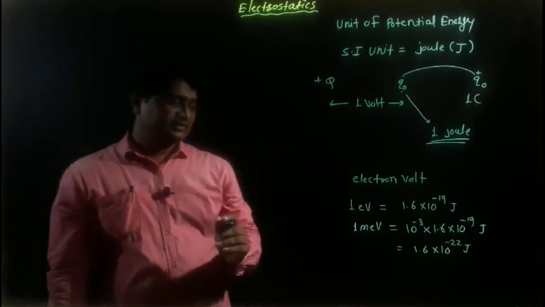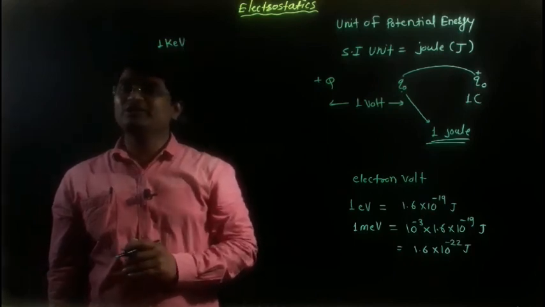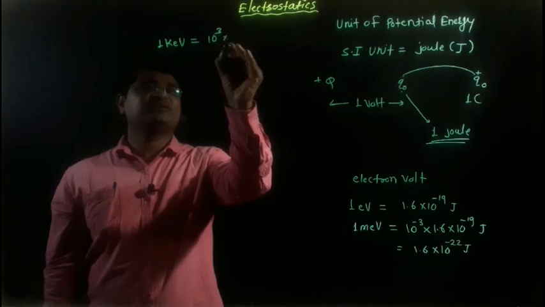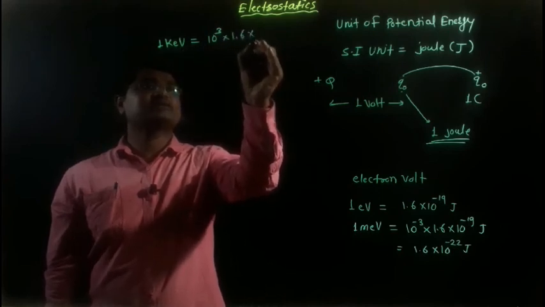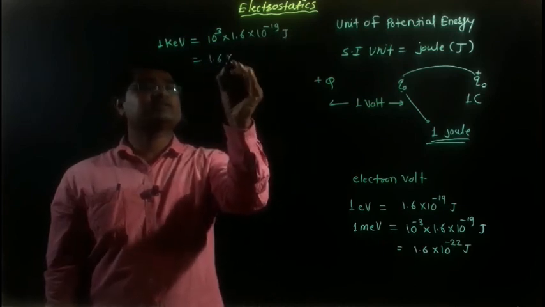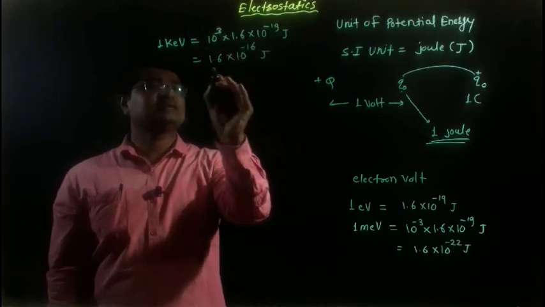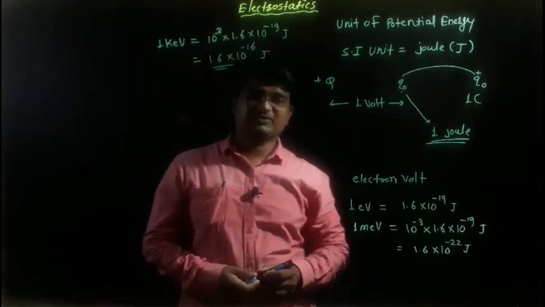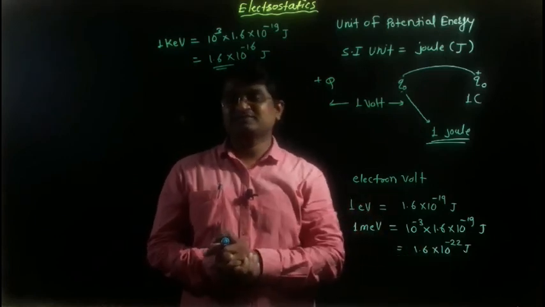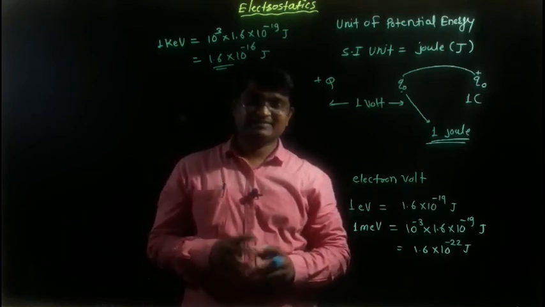Clear? So similarly, what is the value of 1 kilo electron volt? We know that kilo is 10 raised to power 3. Okay, so into electron volt, 1.6 into 10 raised to power minus 19 joule. So it means 1.6 into 10 raised to power minus 19 plus 3, that is minus 16 joule. This is the value of 1 kilo electron volt. Okay, this is 1 milli electron volt and this is 1 electron volt. Get clear? I hope you understand the concept of potential energy. Okay, so we can stop here.